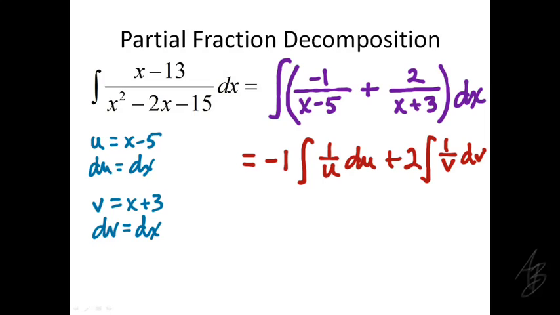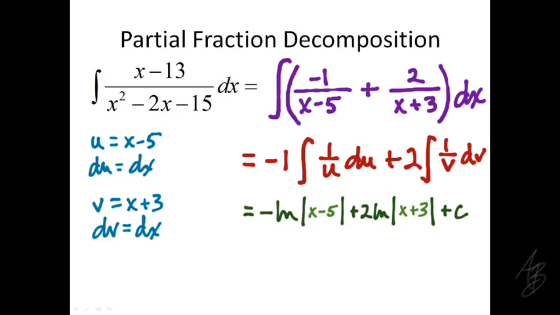We know the integral of 1 over u with respect to u is going to be the natural log of the absolute value of u, and likewise the integral of 1 over v is going to be the natural log of the absolute value of v. And then at this point we need to plug our u and v values back in, so we get negative natural log of x minus 5 plus 2 times the natural log of x plus 3.